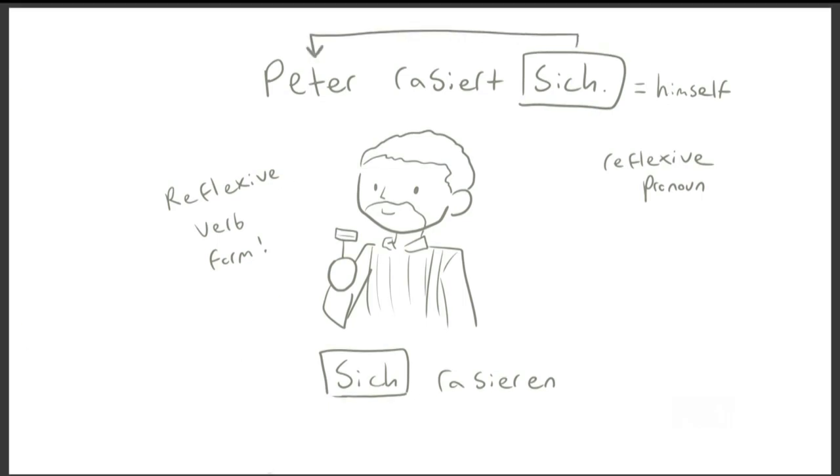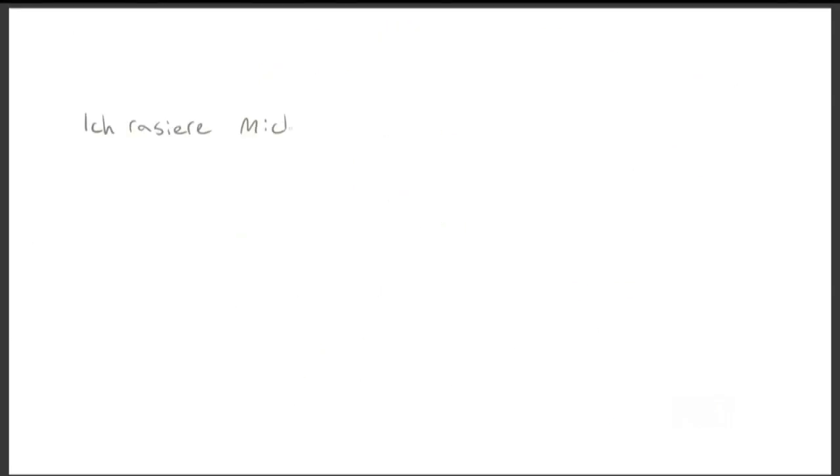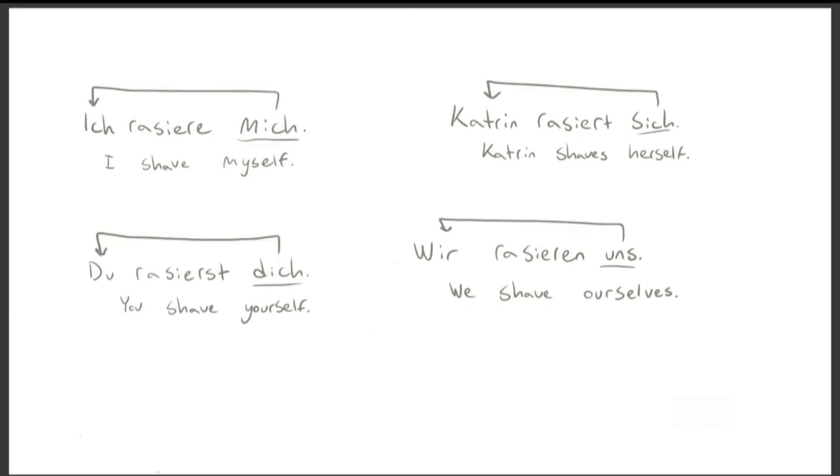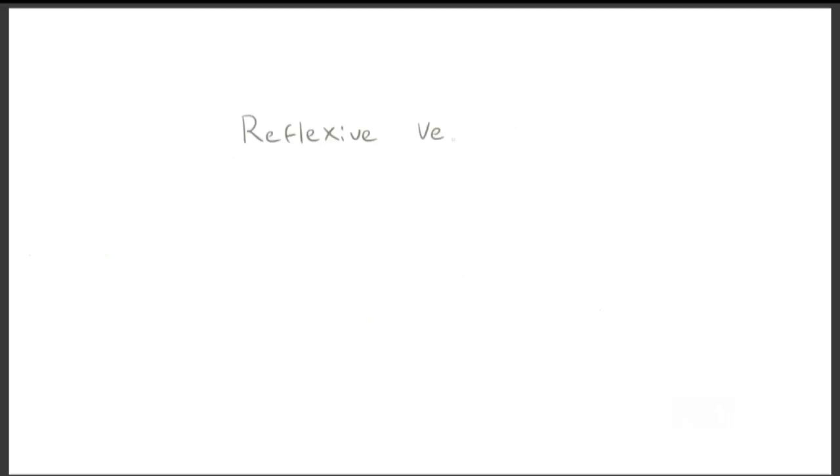Let's demonstrate this reflecting action by changing the subject here. Peter is the subject, but what happens when we change it? Ich rasiere mich, du rasierst dich, Katrin rasiert sich, wir rasieren uns. In each case, the reflexive pronoun reflects back to the subject. It matches the subject. Reflexive verbs are very common in German.